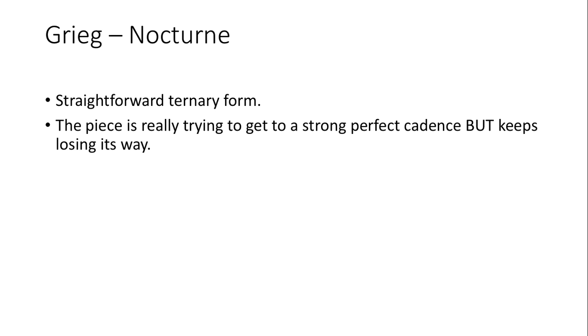So what we're going to do is have a look at this piece section by section to see what Grieg does in order to deny us that perfect cadence over the course of this piece. And then I'll talk through a few points about how these analyses might be useful in your own A-level compositions.